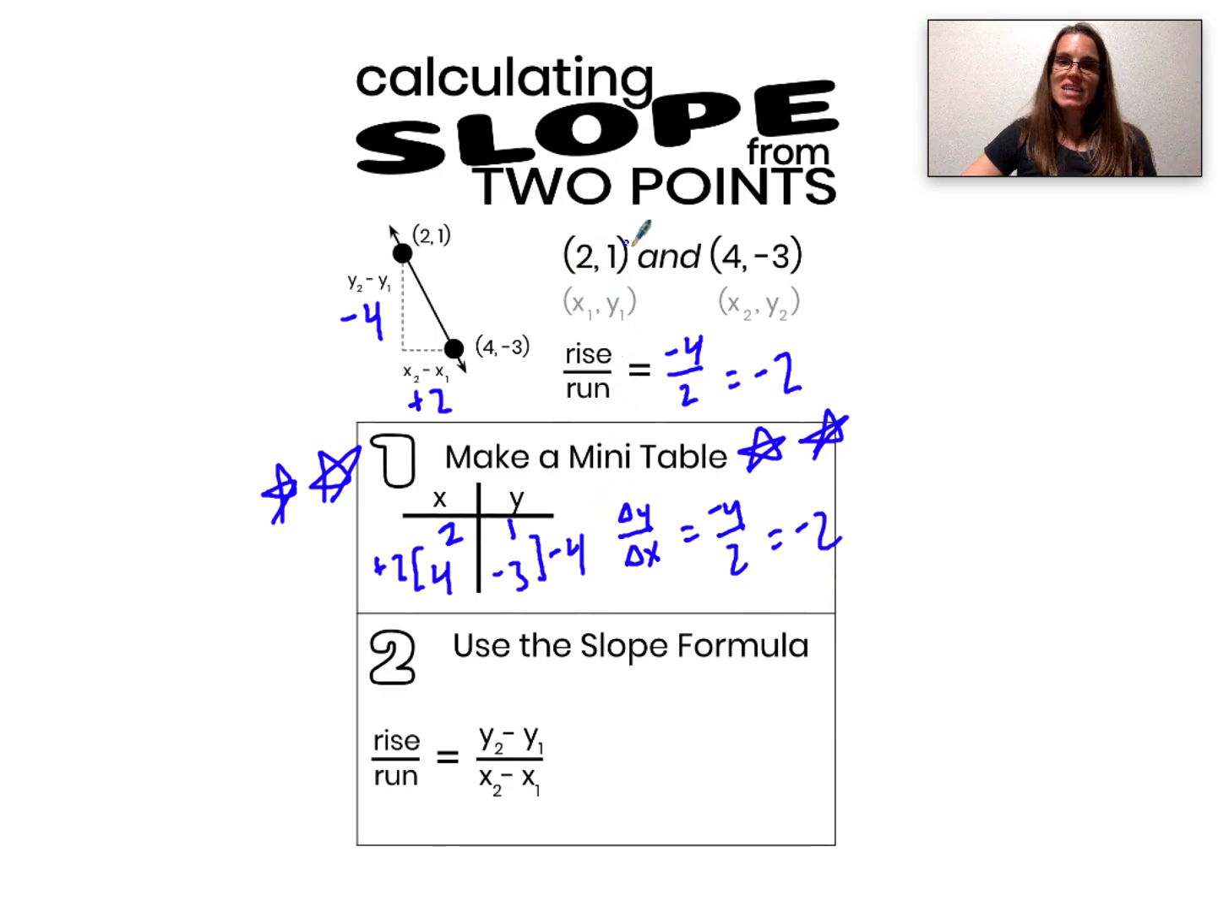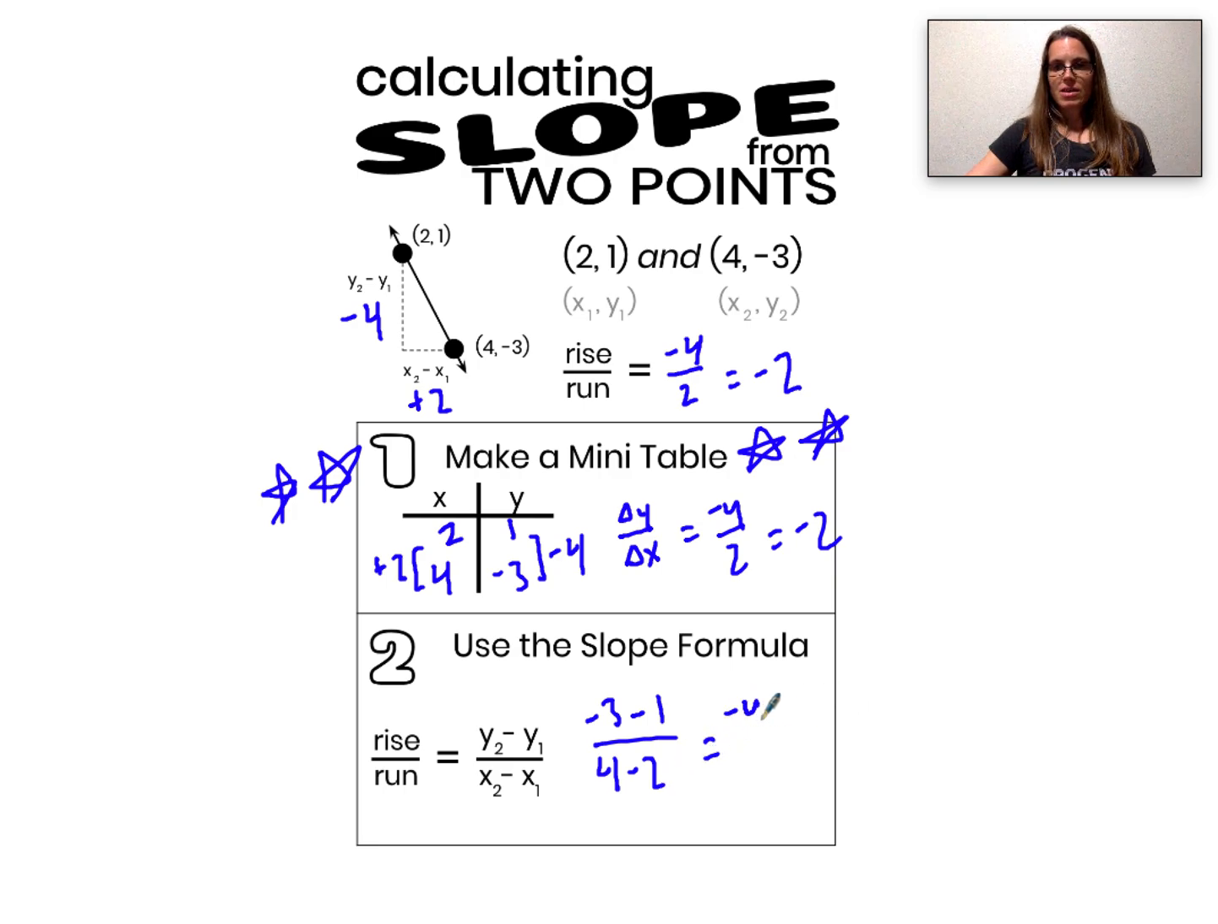We call the x and the y coordinates of the first point x1, y1, and the x and y coordinates of the second point x2, y2, and then our formula is y2 minus y1 divided by x2 minus x1. y2 is -3 minus y1, which is 1. x2 minus x1 is 4 minus 2.